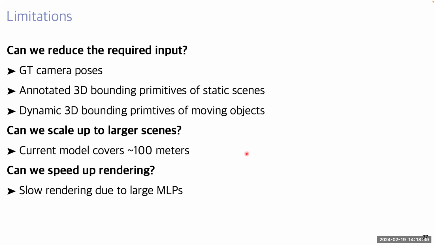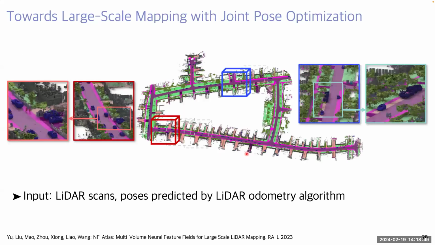That's also one question. And further, we still need to speed up the rendering, because like the previous works, they use a large MLP, which slows down the rendering. So I will quickly go through two of the follow-up works that we did. The first one is towards large-scale mapping with joint pose optimization. It is work that we submitted to RAL.